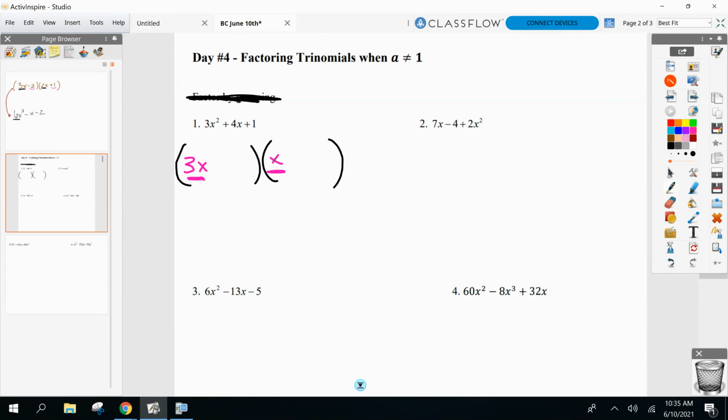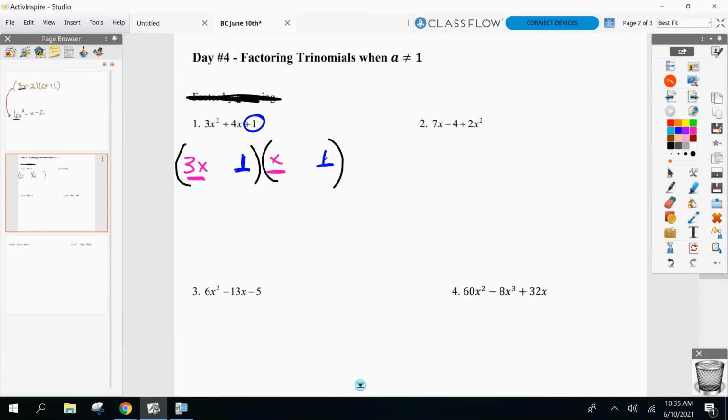Now, does it have to go that way? No. You could flip-flop them, x and 3x. That's fine. Next up, the numbers you put in the last two spots have to multiply to what? 1. We just went over this. Right? Whatever numbers you put last here in the two parentheses has to multiply to that last term, 1. Got to be 1 and 1. You know what I'm saying, Emma? 1 and 1. Can't be much else.